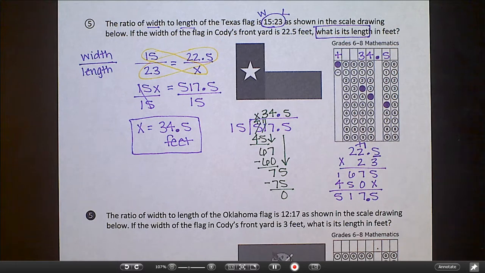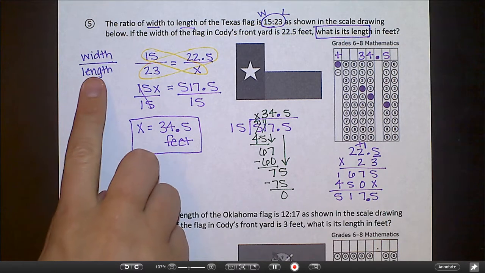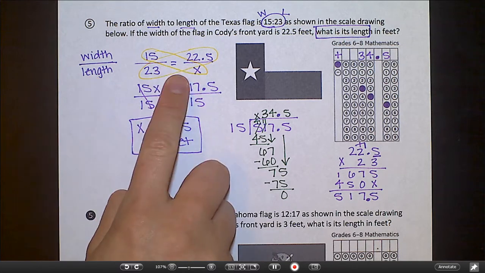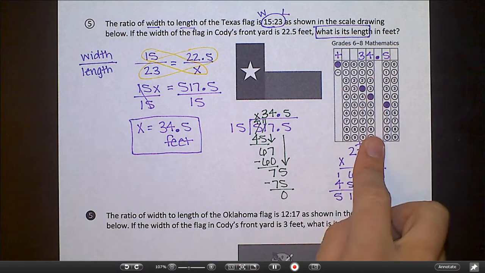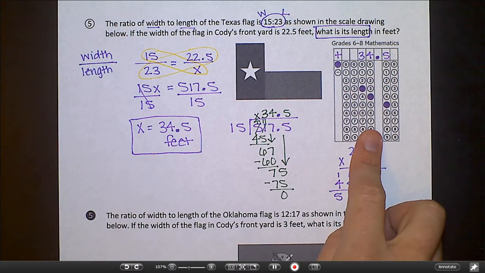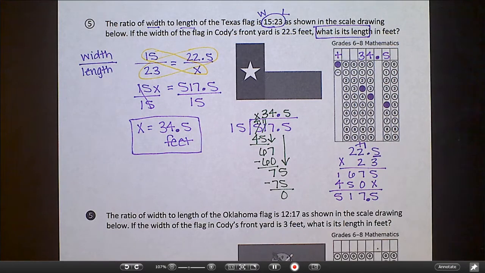So please go on to the shaded number 5 on your own. Make sure that you have named your ratio, set up your proportion, and solved. And then that you have bubbled in your answers completely so that I can check that. Please pause the video now and work on number 5.